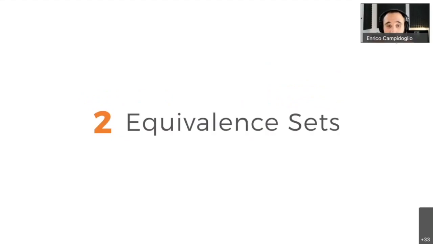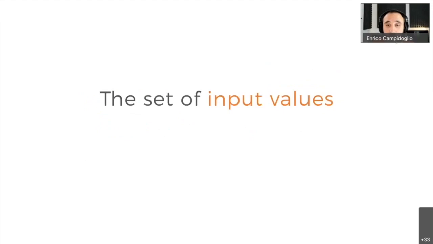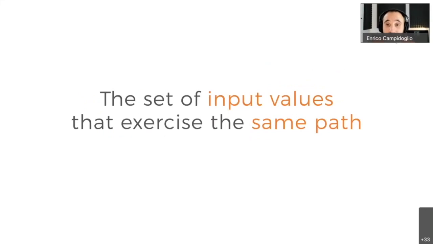The second unit test pattern is called equivalence sets. And now this is sounding more exotic by the minute. So what is it? Given that we have anonymous values that we can pass in, the set of those values that exercises the same code path through the code is said to be an equivalent set.